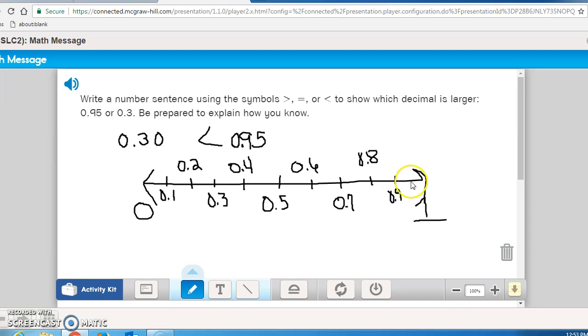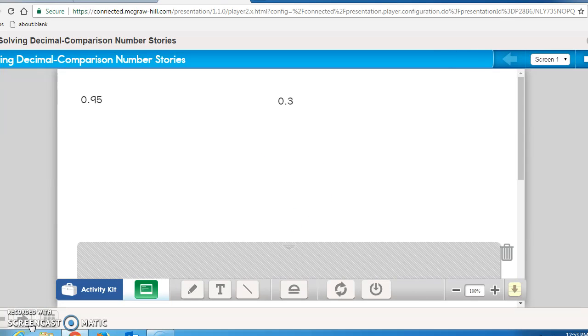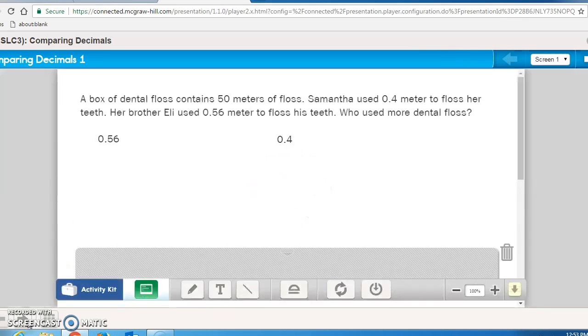And then 0.95 would be halfway between 0.9 and 1.0. Remember, I can add a 0 here. So 0.95 would be approximately right here. Remember, you're always allowed to draw a number line whenever you're looking at numbers, and you want to make sure that you use some sort of visual if you need it. Or you could have drawn a 100 square box and filled in 0.3, which would have been 30 of those, or 0.95, which would have been 95 out of 100.